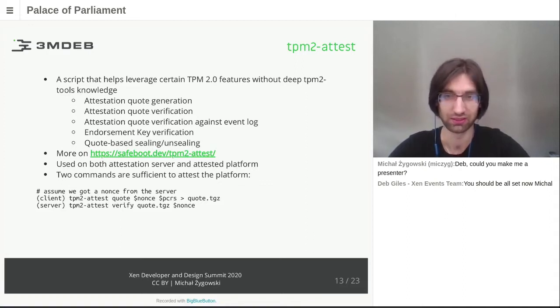If you want to read more, you may read on the Safeboot page about the TPM2 attestation. The same script is used on both the attestation server and the attested platform, because it has subcommands to create the quote and to verify the quote. And to attest the platform, it is sufficient to invoke two commands. First, we generate the quote based on the nonce we get from the server and the PCRs, which may also be fetched from the server. And then we just move the quote to the attestation server to verify it.